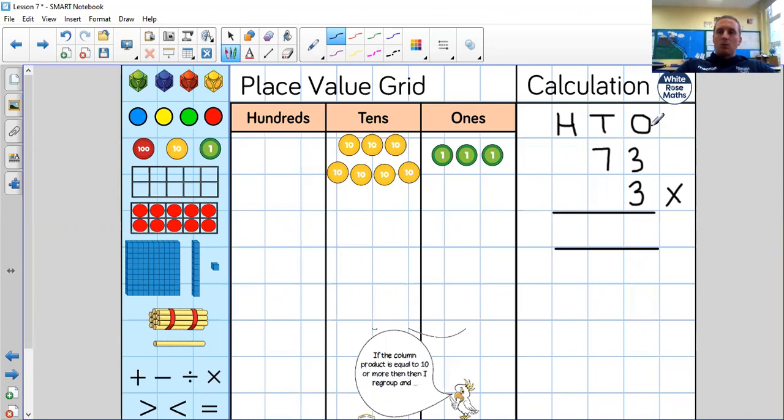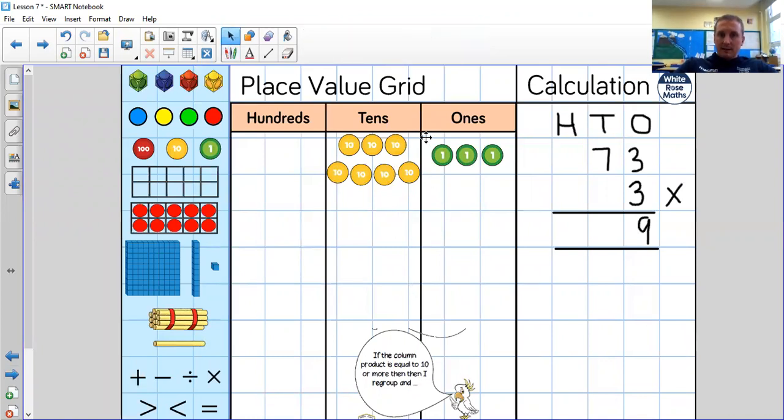Alrighty, let's have a go. So, ones column, 3 multiplied by 3. 3 3s, okay? 3, 6, 9. So I haven't had to regroup. Coco Dan says here, if the column product is equal to 10 or more, then I have to regroup.